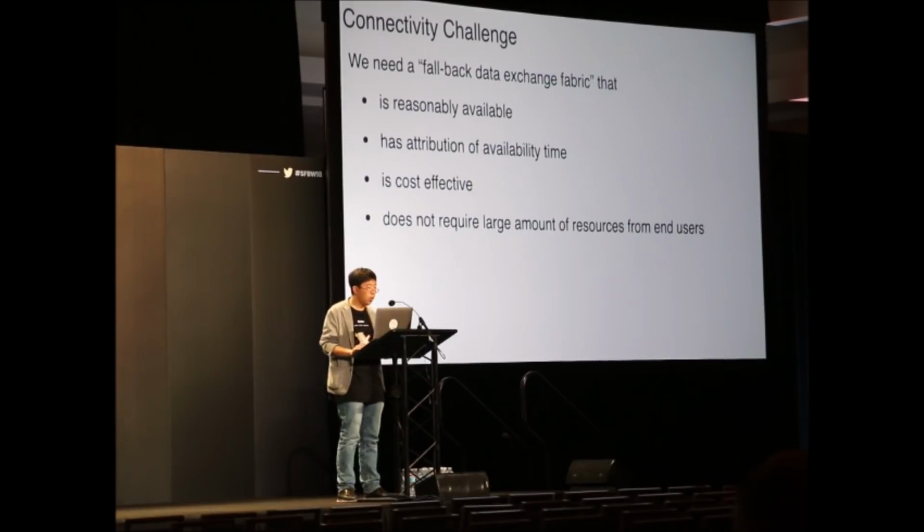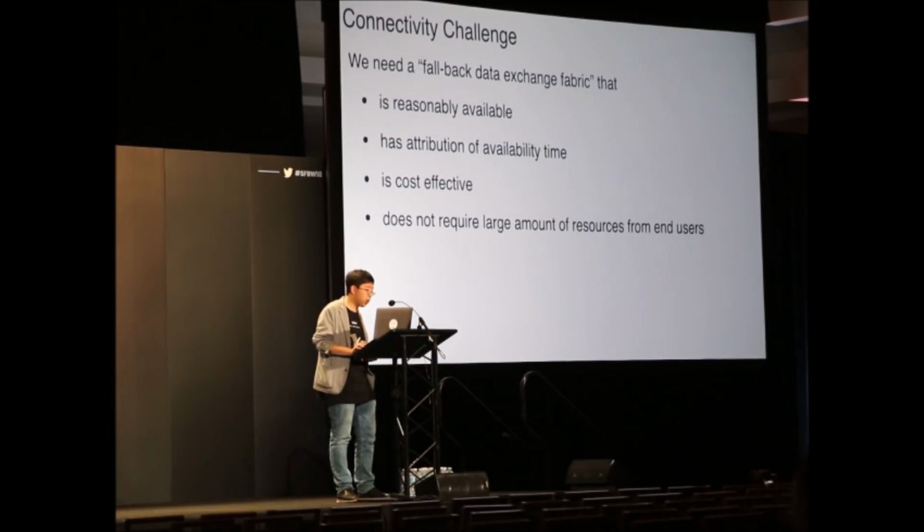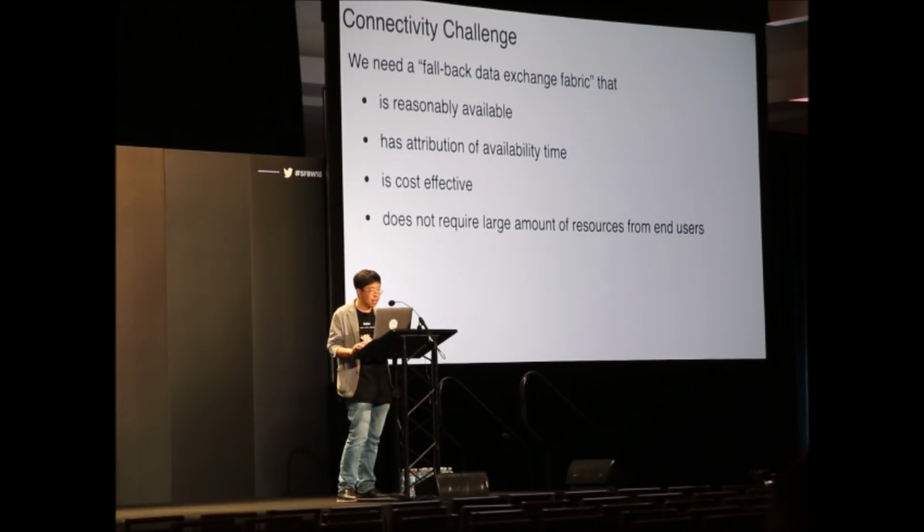So to solve this connectivity challenge, we need a fallback data exchange fabric that is reasonably available to all participants in the state channel applications. And it has the attribution capability of availability time, that is, saying that, okay, I have actually put this state into this data exchange fabric, it's just that you haven't received it yet. Third, it needs to be cost effective. And fourth, it doesn't require a large amount of resources from the end users.